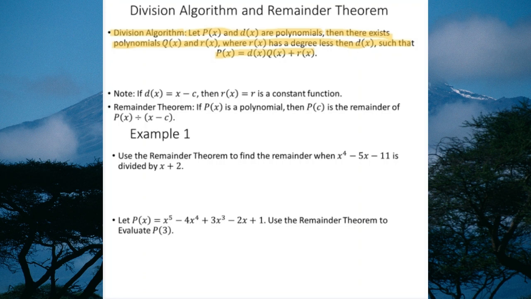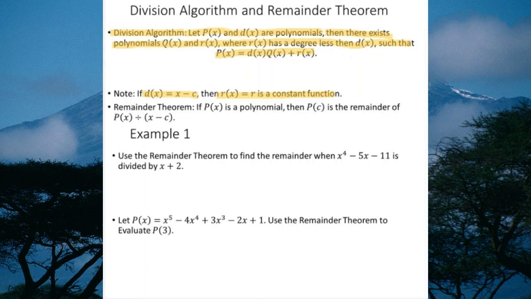What the division algorithm tells us is that when we do this division, we're finding this Q of x and R of x that satisfies this theorem. We're going to spend a lot of time focusing on dividing by x minus c. When we divide by x minus c, by the division algorithm, our remainder is always going to be constant.